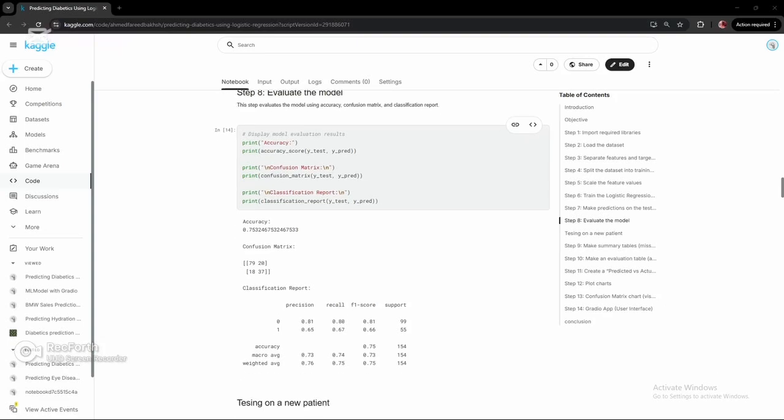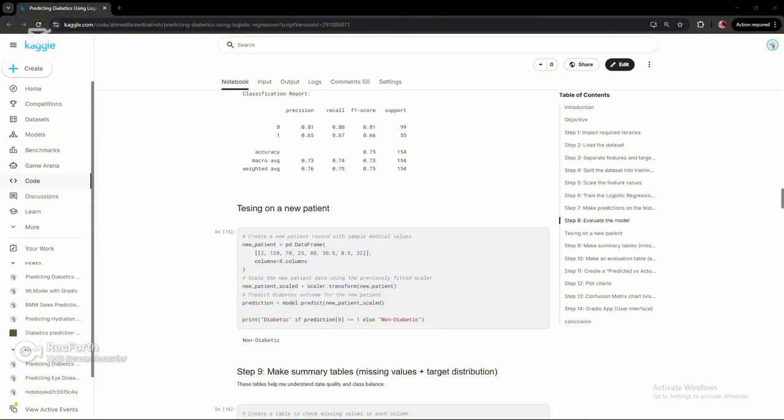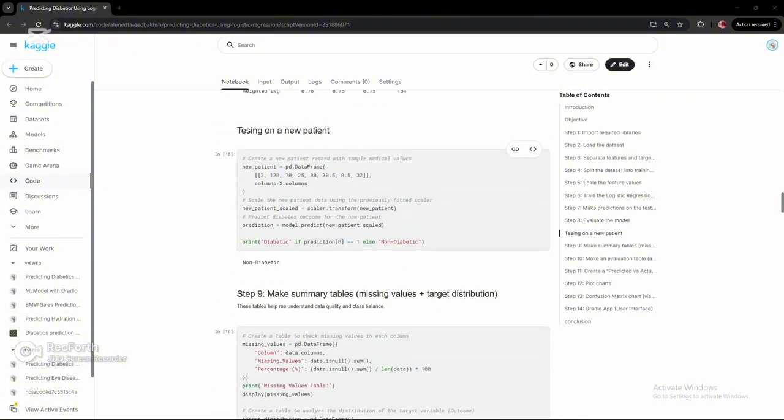I tested the model using a sample new patient with realistic medical values. The input was scaled using the same StandardScaler, and the model predicted the patient as non-diabetic. This step demonstrates how the model can be used in real-world scenarios.